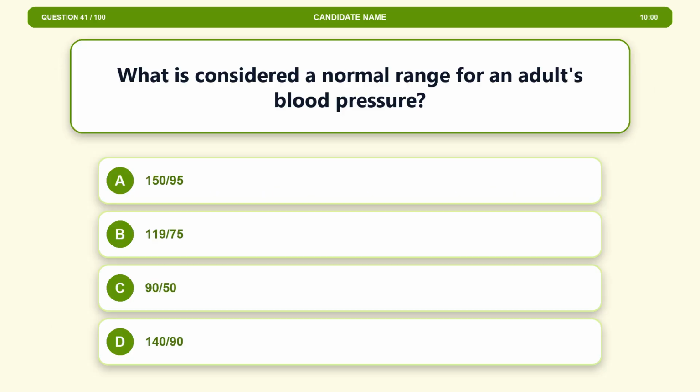Question 41. What is considered a normal range for an adult's blood pressure? Option A 150/95, option B 119/75, option C 90/50, option D 140/90.